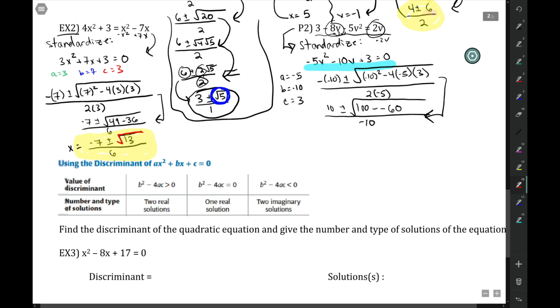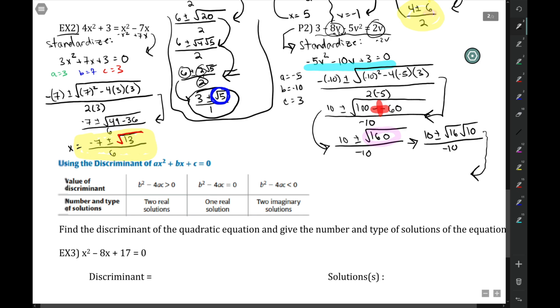Hey, what do we notice about this? 100 minus negative 60 is really plus. That's a big plus. And we'll take it one step further. 10 plus or minus square root 160 all over negative 10. Hey, we can break this square root down. I see it. So we'll go ahead and do that. 10 plus or minus, that's really square root of 16 times square root of 10, all over negative 10.